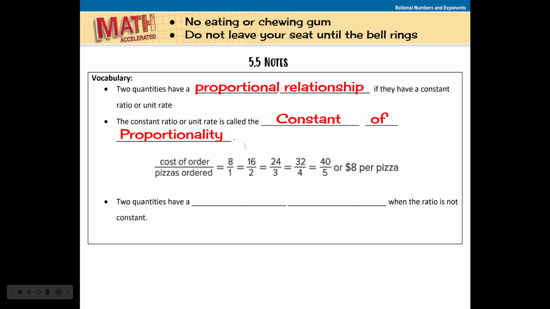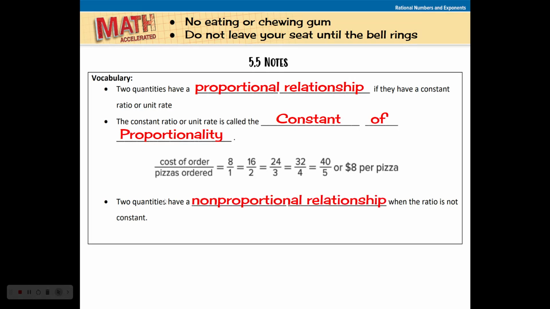The example right here, if you order one pizza, it costs $8. Order two pizzas, it's $16. Three pizzas is $24, four pizzas is $32, five pizzas is $40. But if you notice, if you simplify all of those ratios, they all simplify to 8. So basically, it's $8 per pizza. The number 8, that is the constant of proportionality. 10 pizzas would be 8 times 10. 100 pizzas would be 100 times 8.